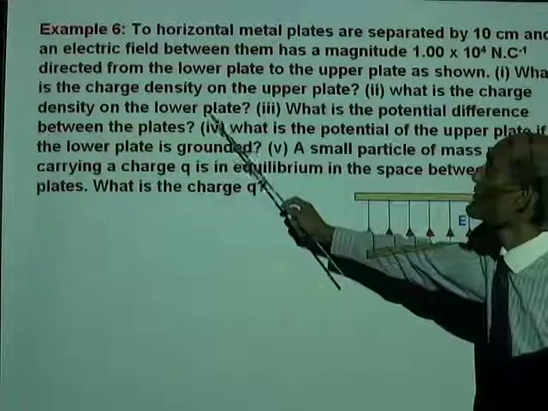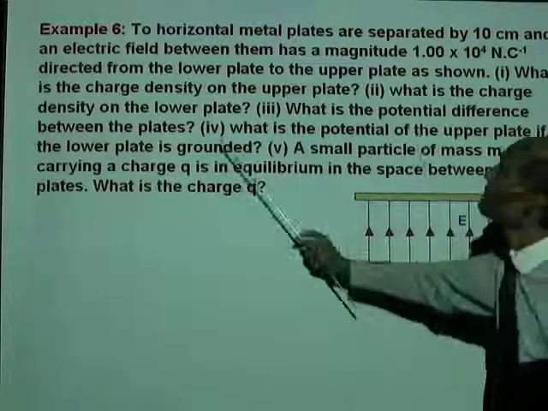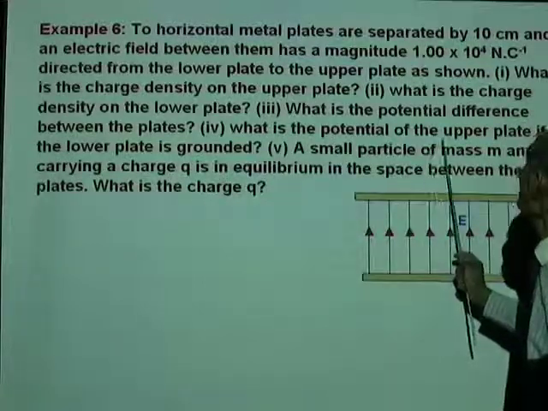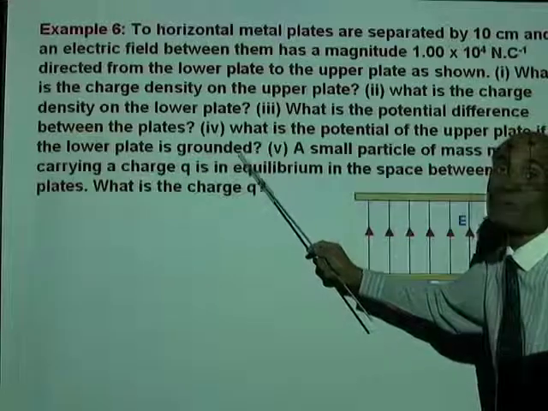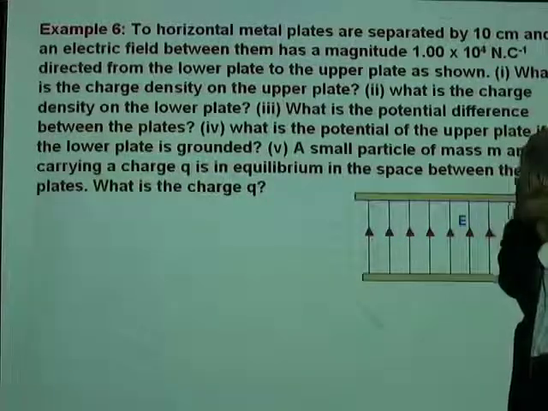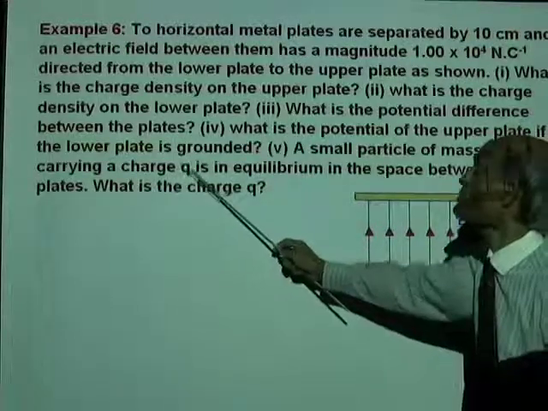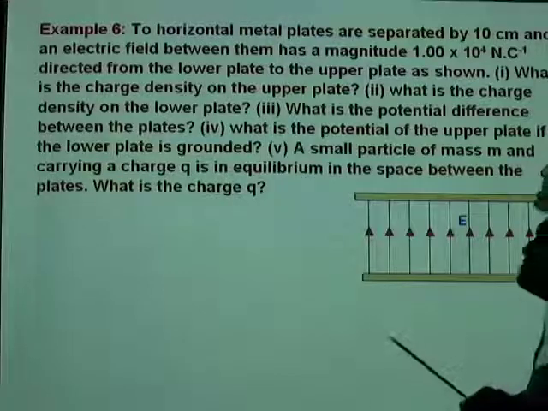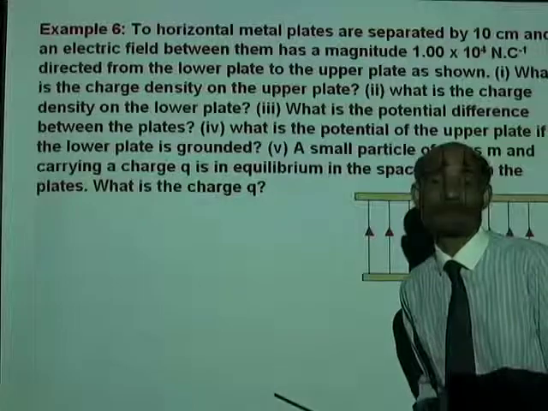What is the charge density on the lower plate? What is the potential difference between the plates? What is the potential of the upper plate if the lower plate is grounded? A small particle of mass m and carrying a charge q is in equilibrium in the space between the plates. What is the charge carried by the object?